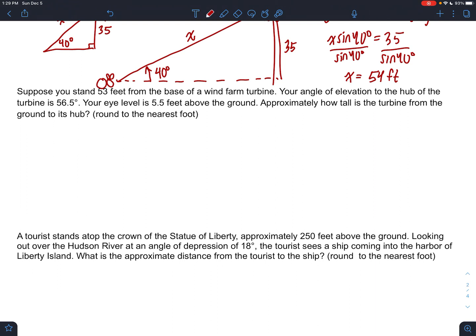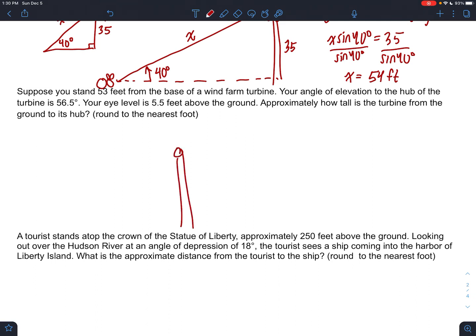All right. This one's a little bit more involved here. Suppose you stand 53 feet away from the base of a wind farm turbine. Your angle of elevation to the hub is 56.5 degrees. Your eye level is 5.5 feet above the ground. How tall is the turbine from the ground to its hub?